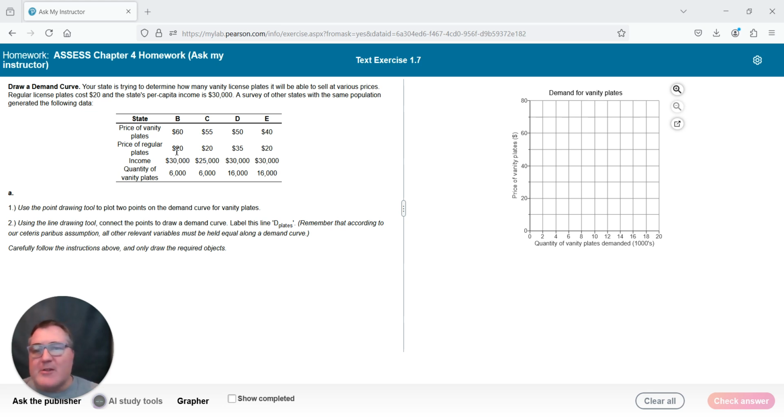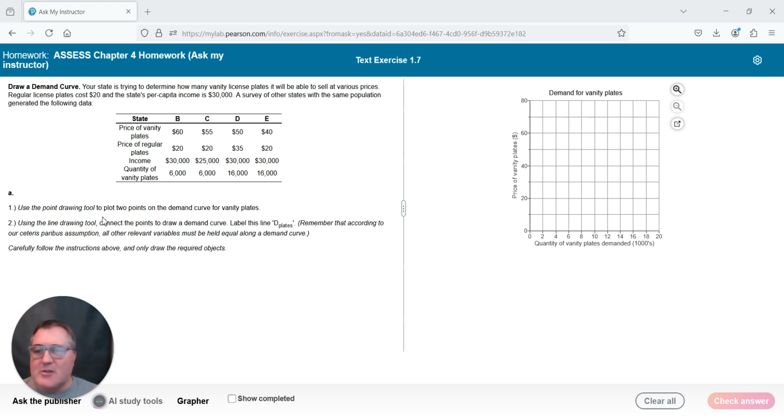Okay, so the price of regular plates is $20 in state B and $30,000 income. So that's the same as the state. And the price of regular plates is $20 in state E and $30,000 income there. So those two things are the same. So we can use these two data points to plot our points.